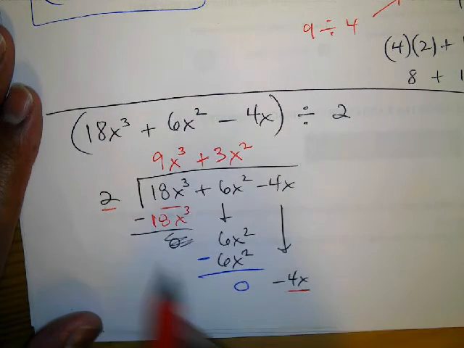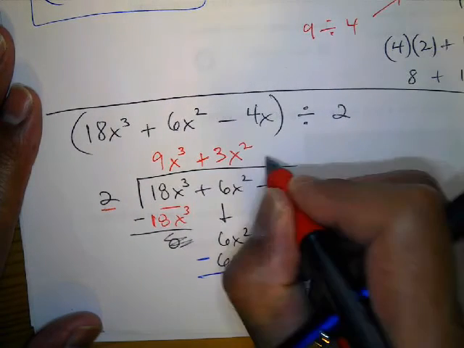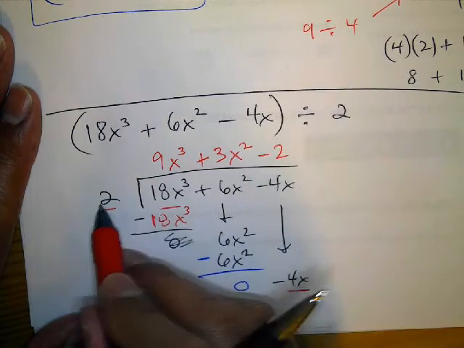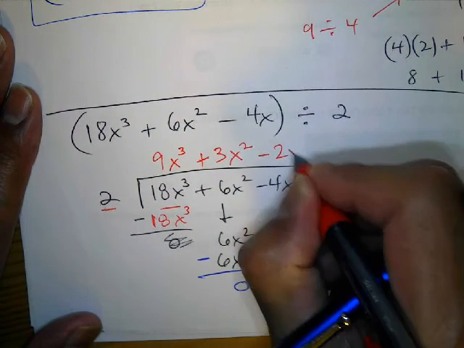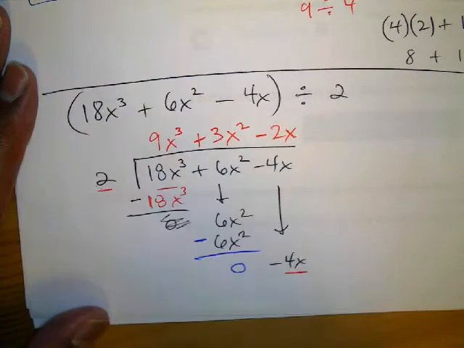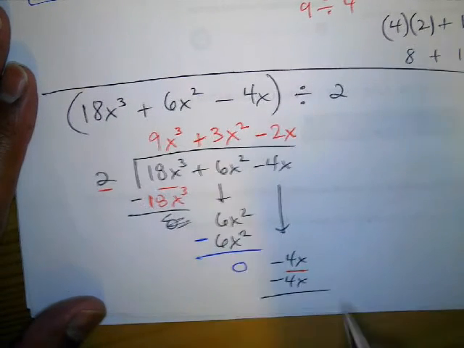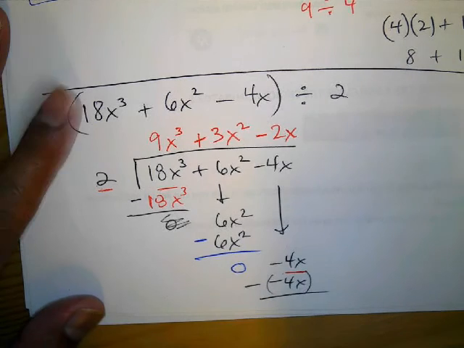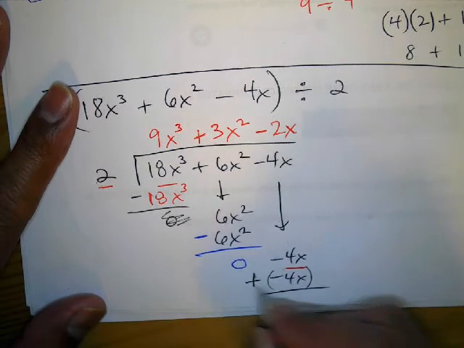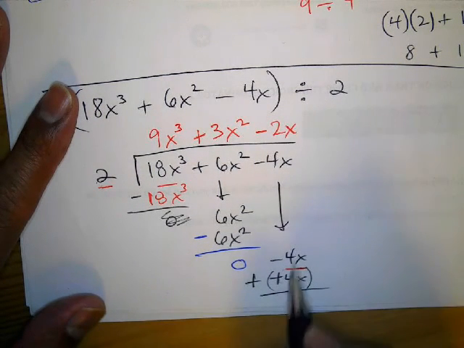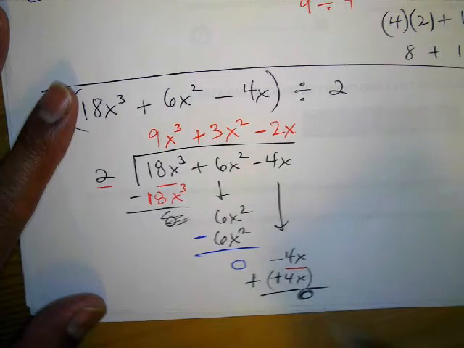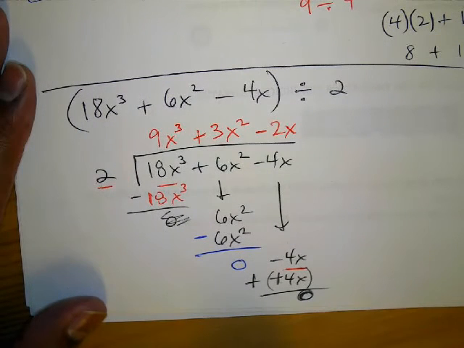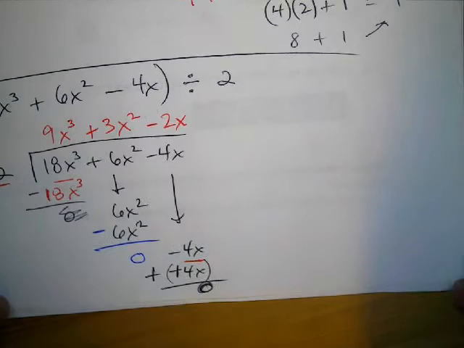And 2 times what, right? 2 into this. 2 times what will give me a negative 4? I need a negative 2. 2 times negative 2 is negative 4 and an x, right? And that will give you negative 4x. But when you subtract, and there's already a negative here, that becomes what? Positive. And then you got positive 4 and negative 4 is 0. So there's no remainder.